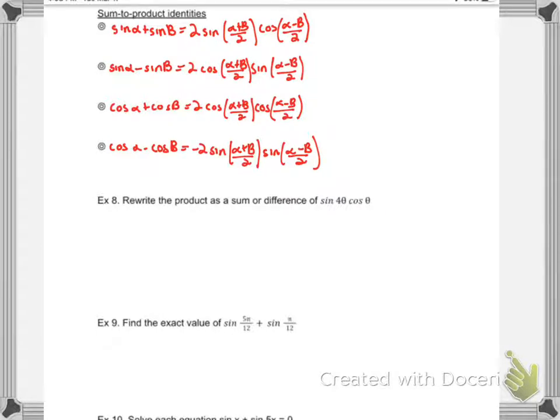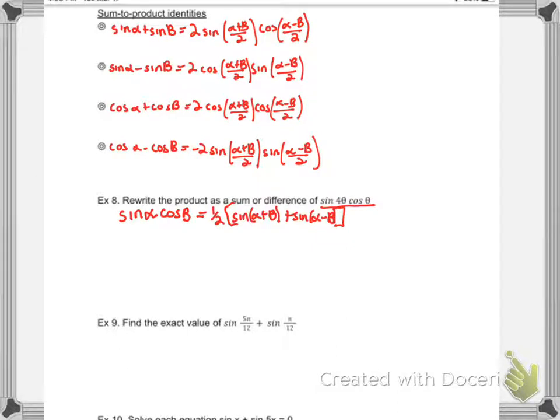So let's start here. Rewrite this as a sum or difference identity. We have sine 4 theta, cosine of 4 theta, and then cosine of theta. So we have two being multiplied together. If you flip to the other page, my last one where it's sine, cosine, that's my third one down. So I'm able to write that out: sine alpha cosine beta equals 1/2 sine alpha plus beta plus sine alpha minus beta.